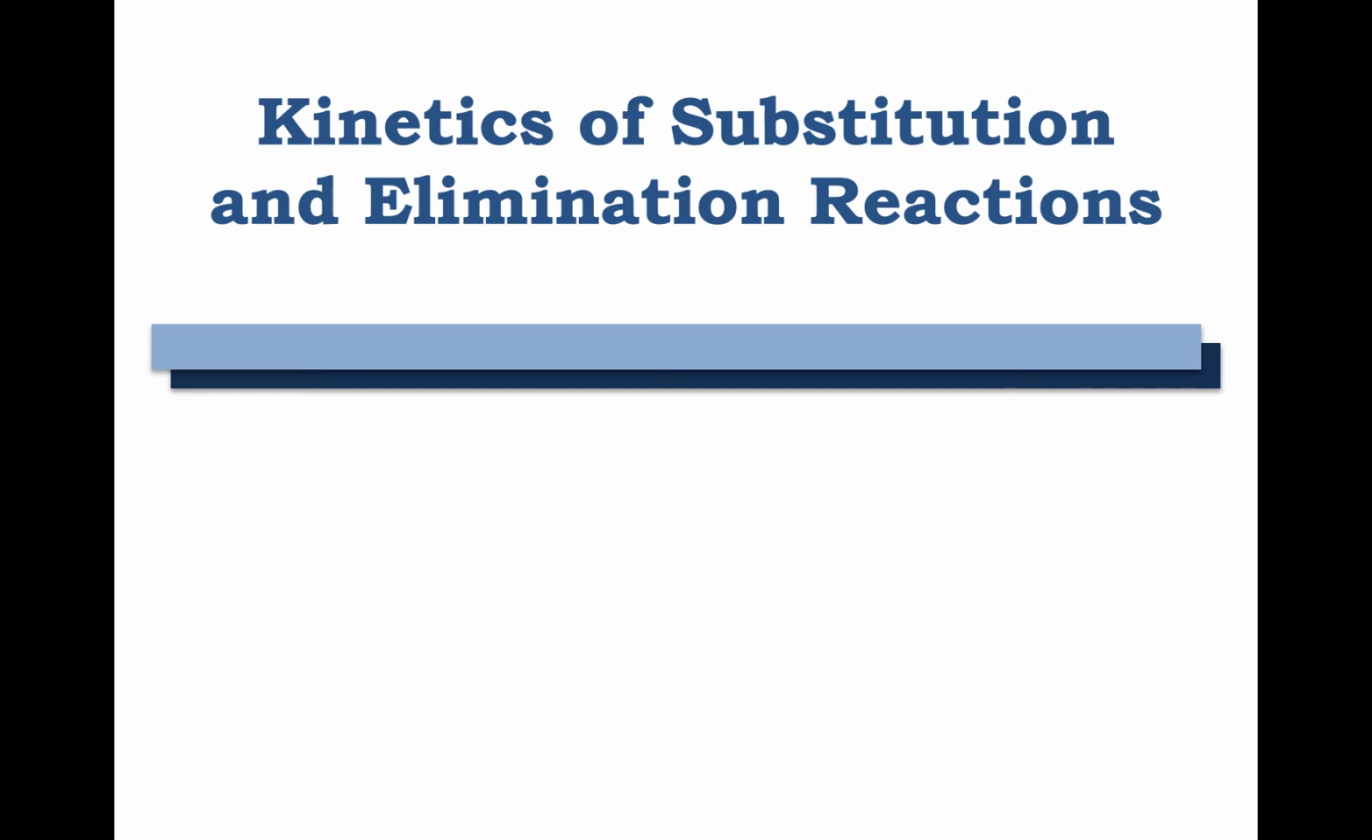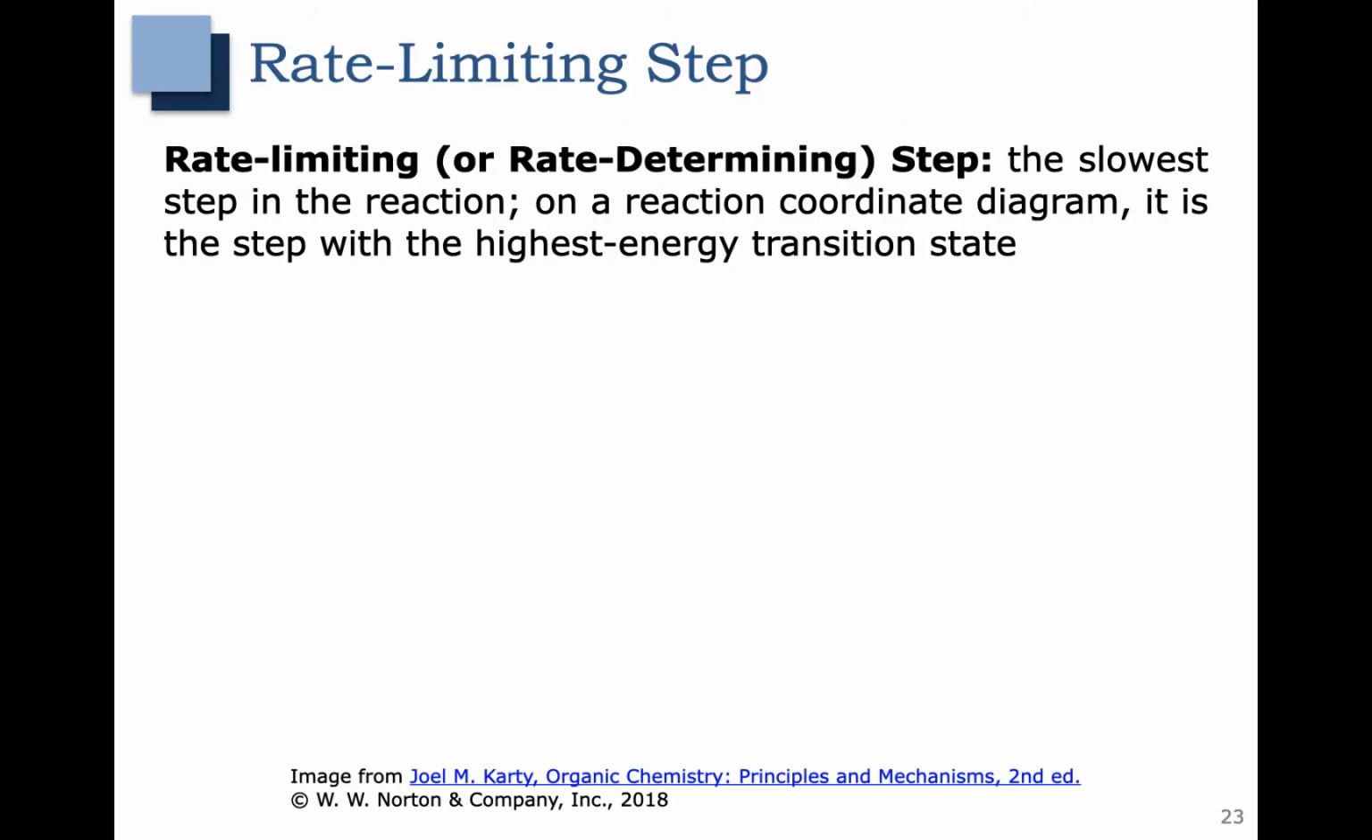In this video, we're going to talk about the kinetics of the substitution and elimination reactions. When we were looking at the reaction coordinate diagrams for two-step reactions, remember that we talked about the rate-limiting or rate-determining step. This is the step in a reaction that is the slowest, and so in the reaction coordinate diagram, it's represented by the step with the highest energy transition state. Simply put, it is the highest point on a reaction coordinate diagram.